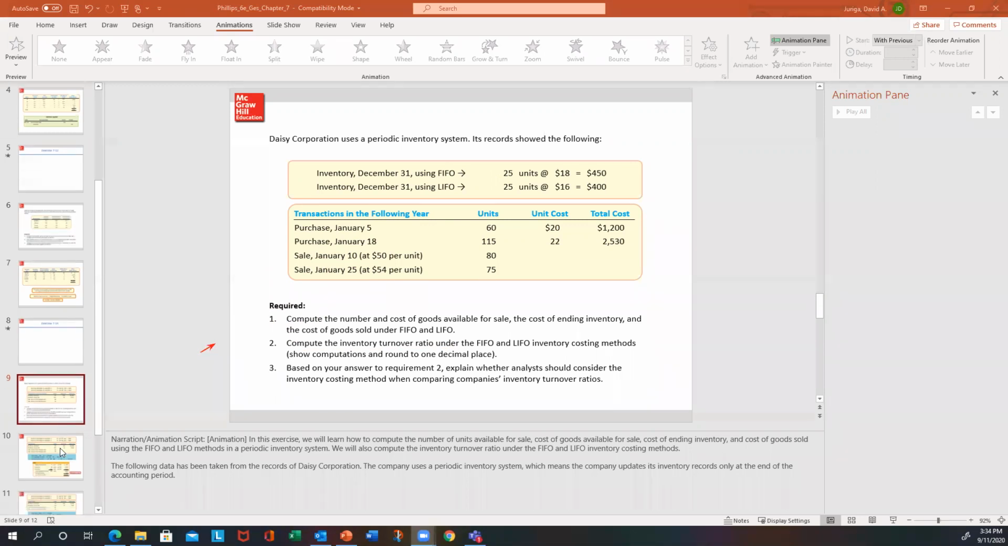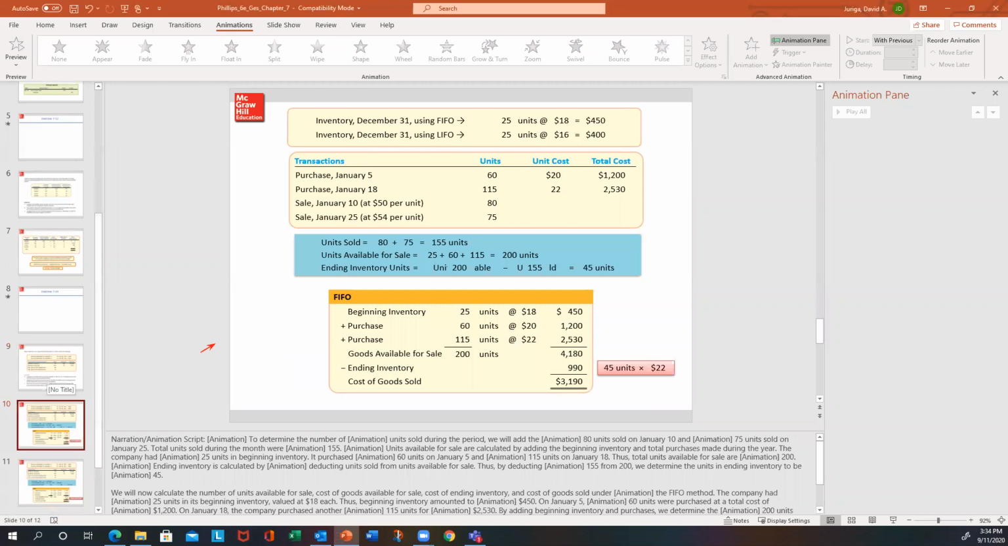So the first one I believe we'll look at is the FIFO. And down here, you're going to see how they come up with that cost of goods sold. Again, this is FIFO periodic and FIFO ending inventory. So remember up here, this is kind of like the important area.